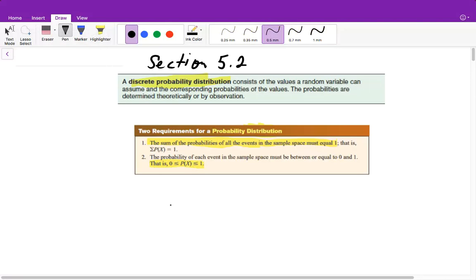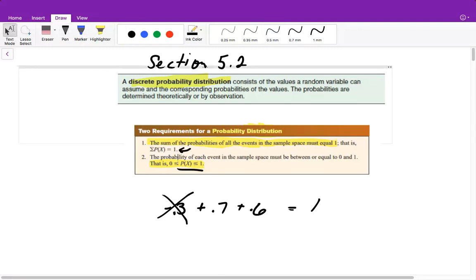So if you have a table that has a negative 0.3 and then a positive 0.7 and then another positive 0.6, although this would add up to give us 1, it could not be a probability distribution because we can't have a negative probability. All right, so each probability must be between 0 and 1, and they must add up to 1.